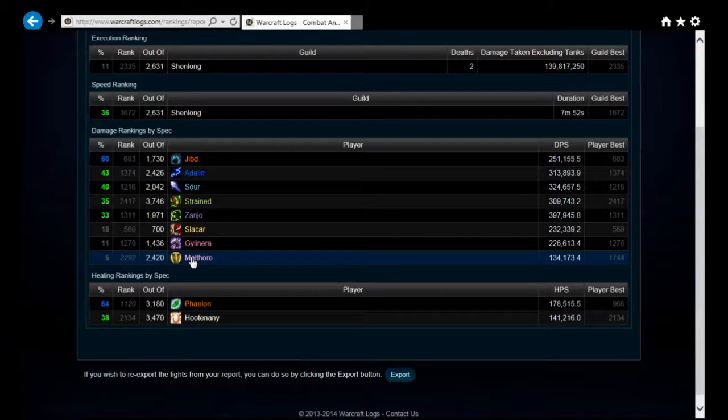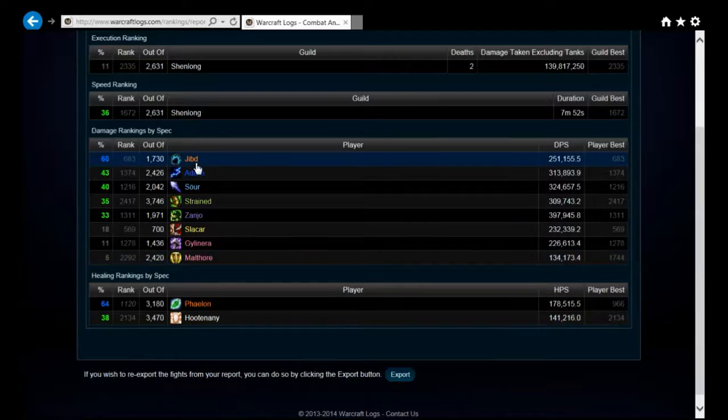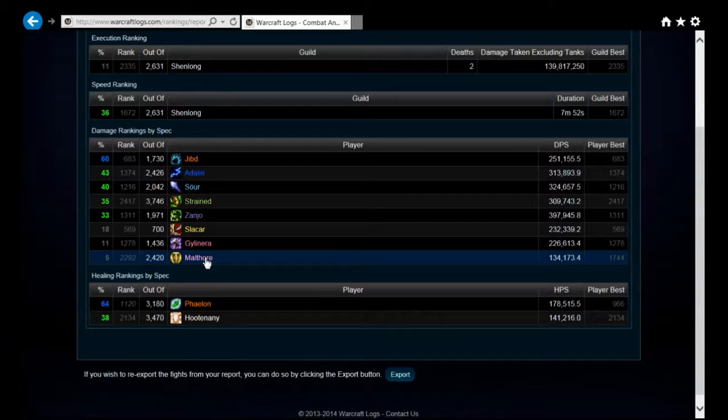So in that instance, that's the raid structure, the raid setup that's hurting him. Had Malthor and Gibbet switched spots on bosses that we were tanking, he would probably be up in the 60 percentile and I would be down in the 5 percentile. So that's kind of how that works.